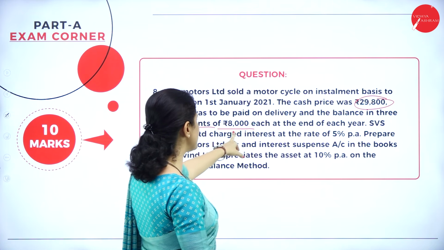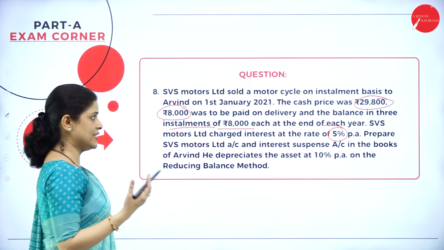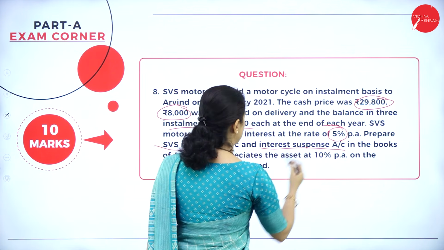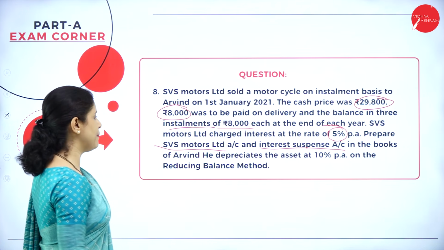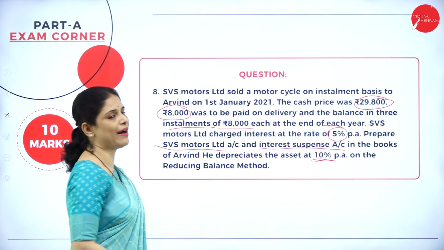SVS Motors Limited charged interest at the rate of 5%. So what is the rate of interest? That is 5%. Prepare SVS Motors account and interest suspense account in the books of Arvind. He depreciates the asset at 10% per annum on the reducing balance method.